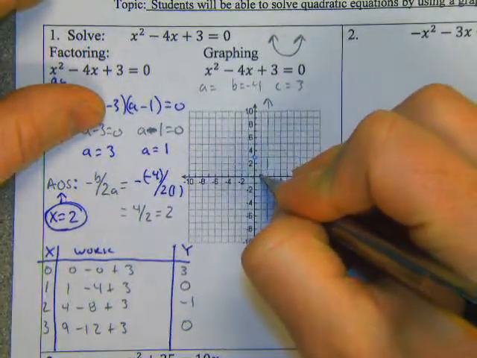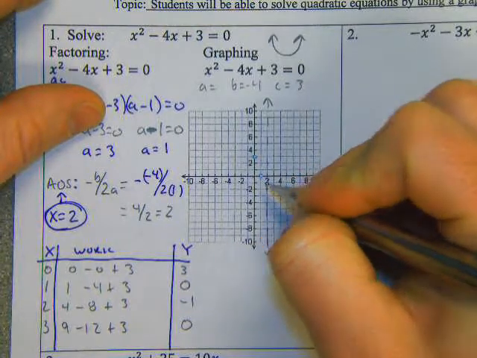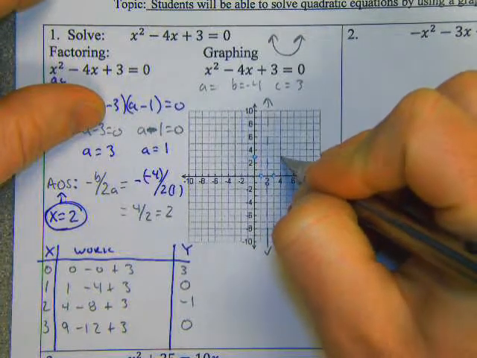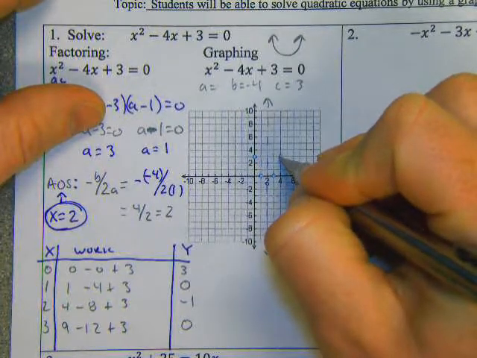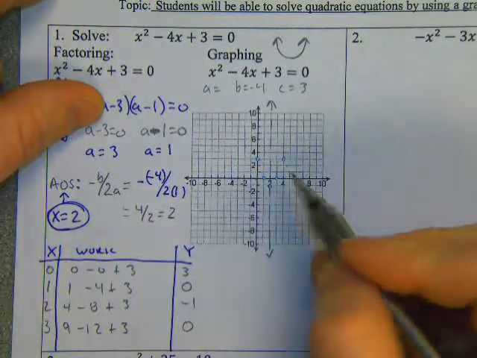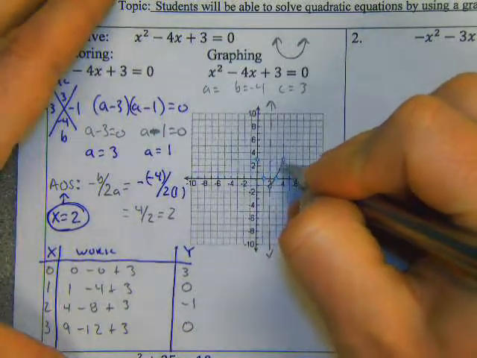1 and 0, 2 and minus 1, and 3 and 0. Okay, and then I go there because that's 2 spaces, that's 2 spaces. I'm just going to draw my curve.